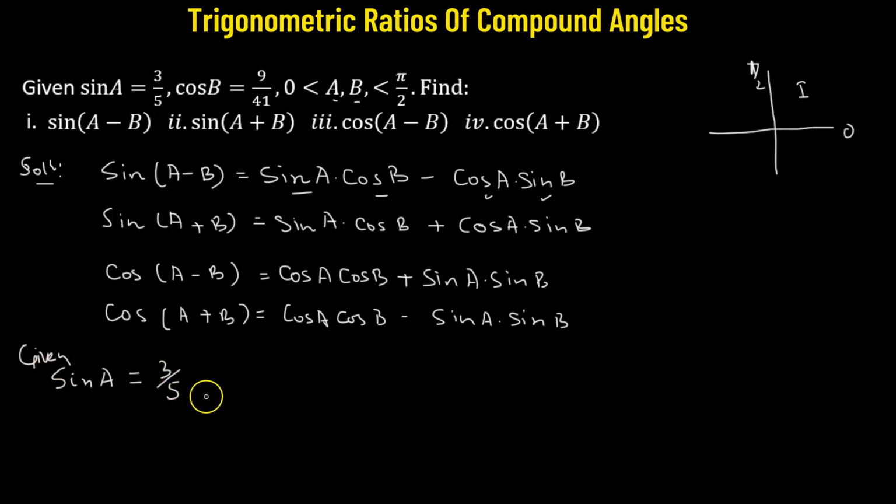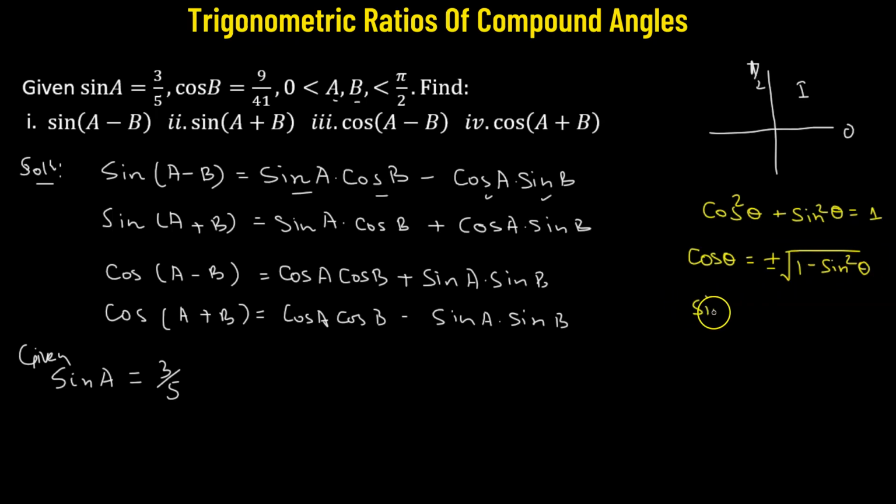Now to find the value of cosine of A, all we have to do is use the identity. So we know that cosine squared theta plus sine squared theta equates to 1. Now to find the value of cosine theta, we can rewrite this equation as plus or minus square root of 1 minus sine squared theta. And similarly, to find the value of sine theta, all we have to do is make it equal to plus or minus square root of 1 minus cosine squared theta.